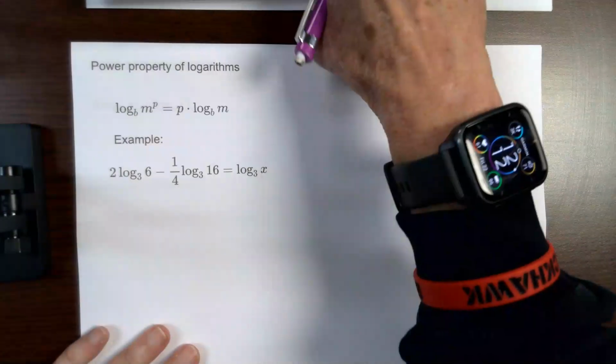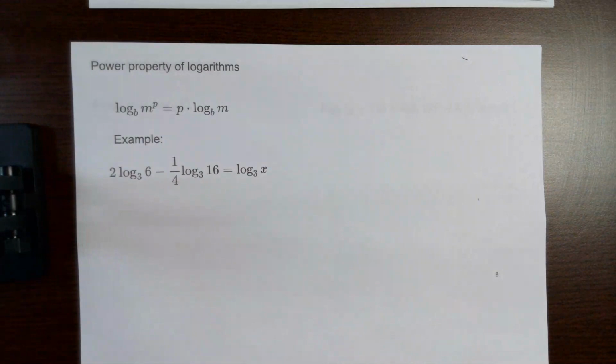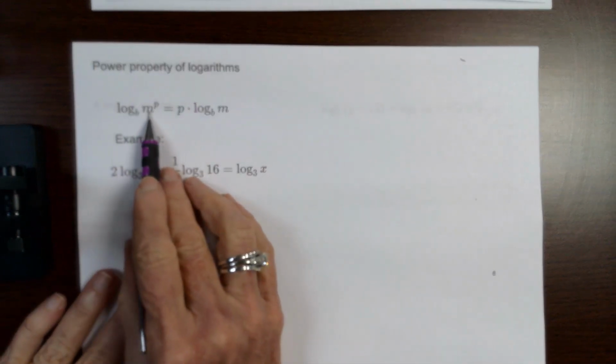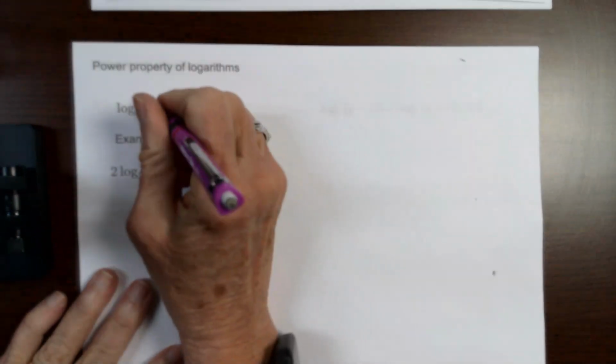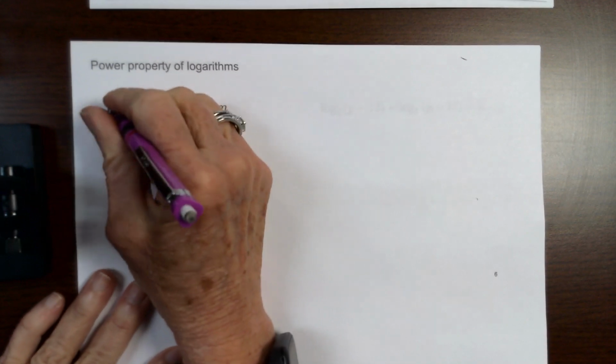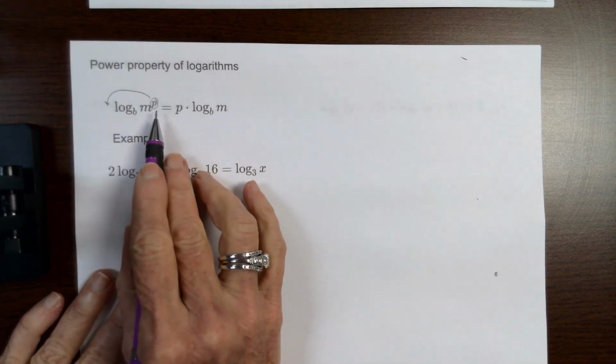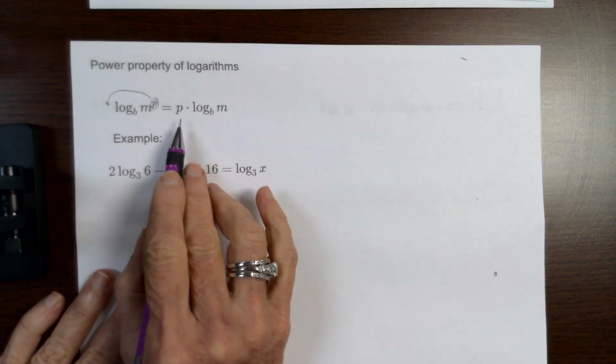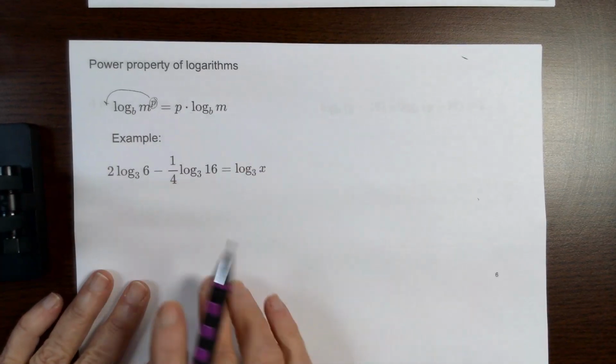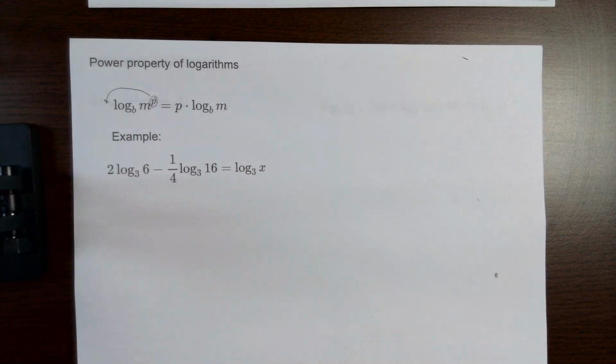All right, then you have the power property of logarithms. The power property says if you have something raised to a power, that can be turned around and brought to the front of the logarithm. So you see how they took the p off of the power and turned around and multiplied it in the front. So now we're going to take everything that we've talked about so far and put it together.